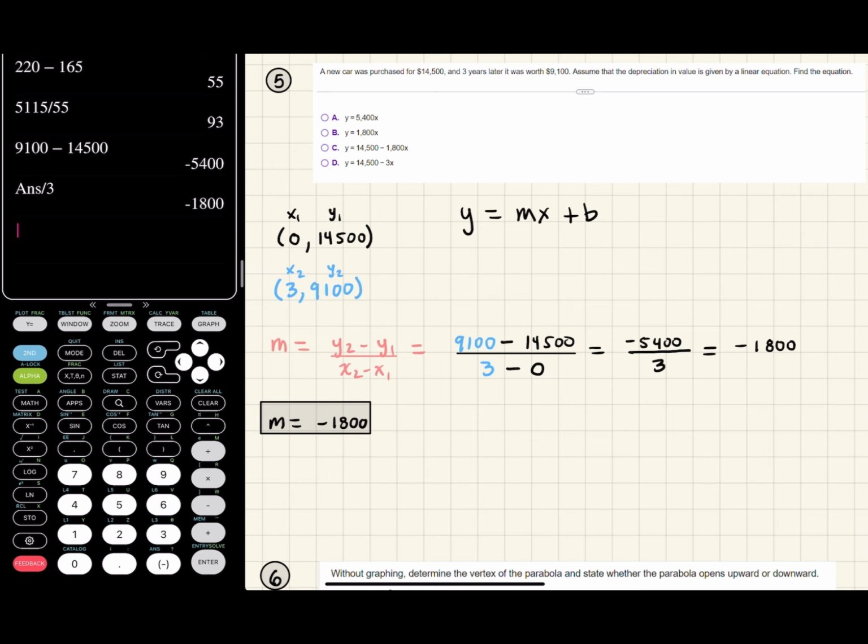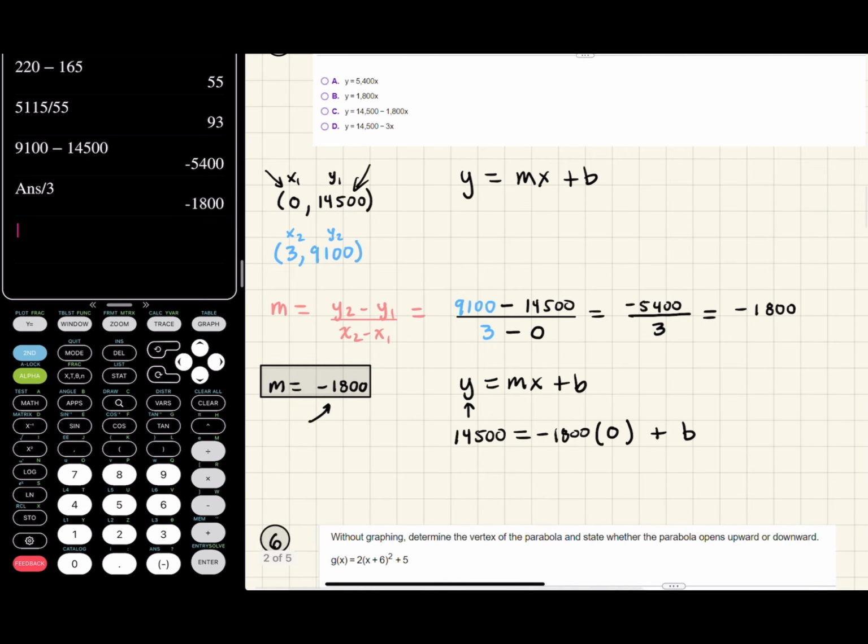So let's do that. I'm going to use this first point here. Let me write this out here. So we have y equals mx plus b, right? We have a y value we can use right here. So we'll use that y value, equals m. We have our m value. X, we have an x value. Plus b. We don't know b, but that's what we're going to find.